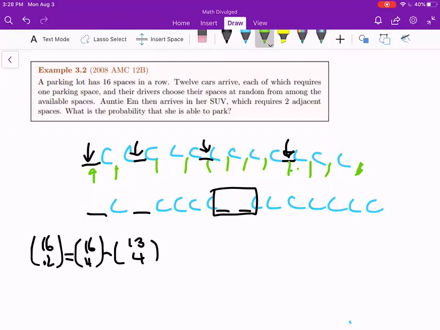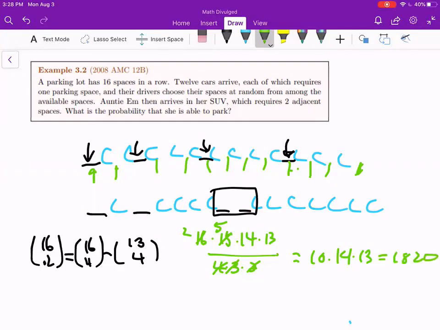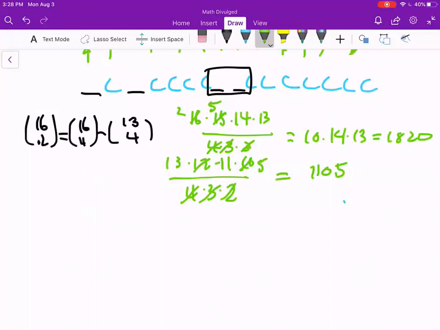So let's go ahead and calculate this. 16 choose 4 is 16 times 15 times 14 times 13 divided by 4 times 3 times 2. That just cancels out. This is 10 times 14 times 13, which is 1820. And then 13 choose 4, that's 13 times 12 times 11 times 10, which is equal to 1105. So the total number of ways to park her car would therefore be 1820 minus 1105, which is equal to 700.